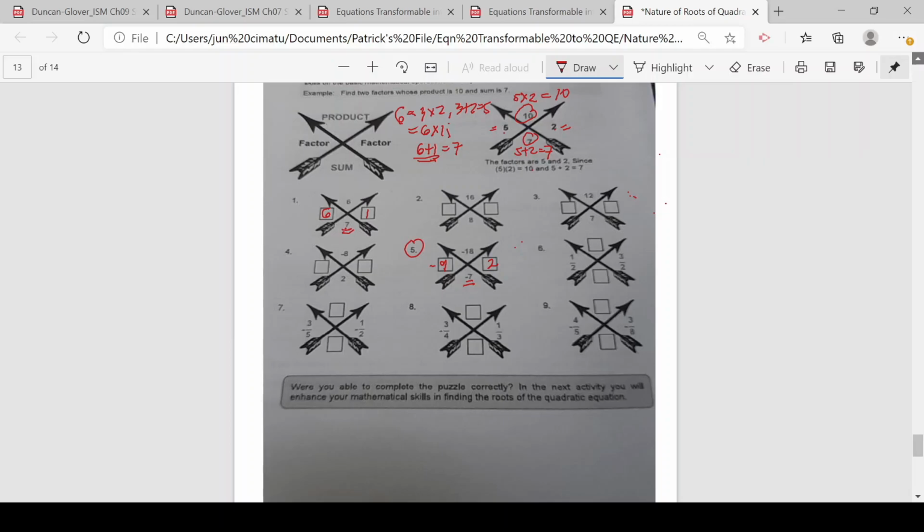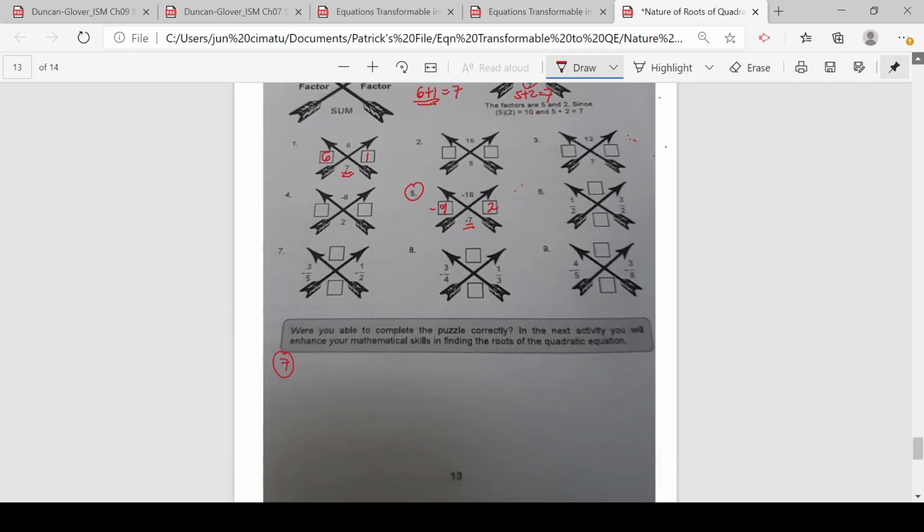Ito naman, number 7. Negative 3 over 5 product multiply negative 1 half positive 3, 5 times 2 10 over 10.